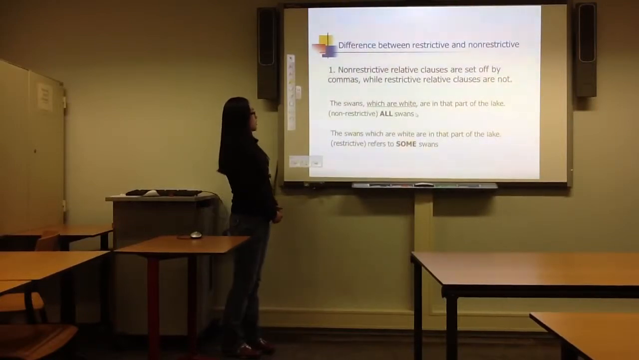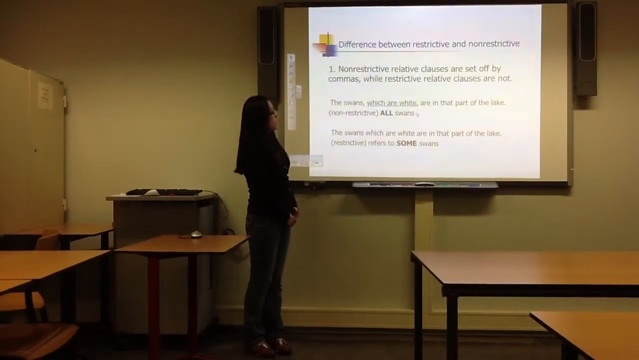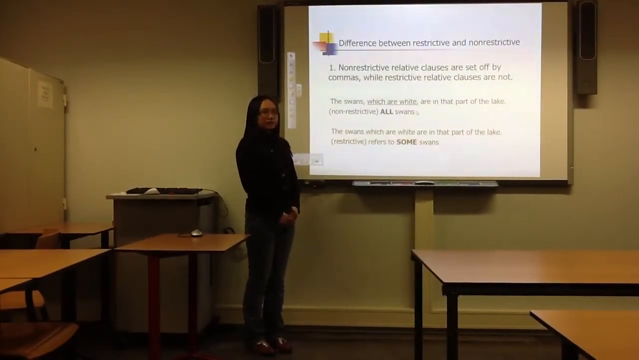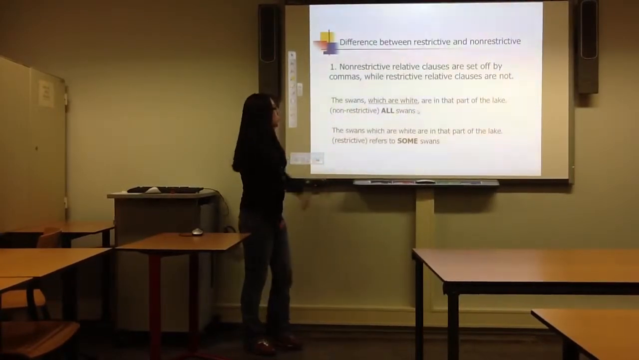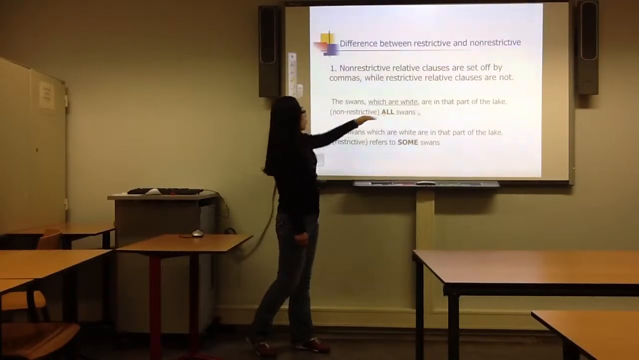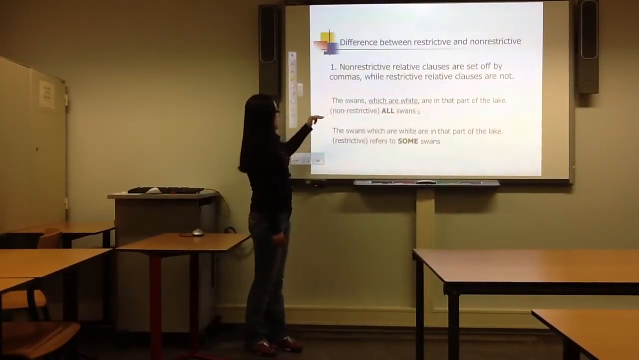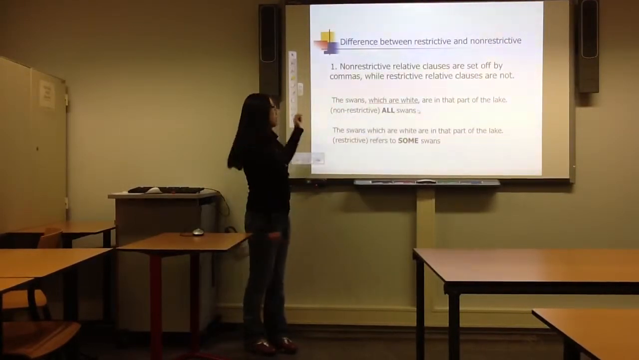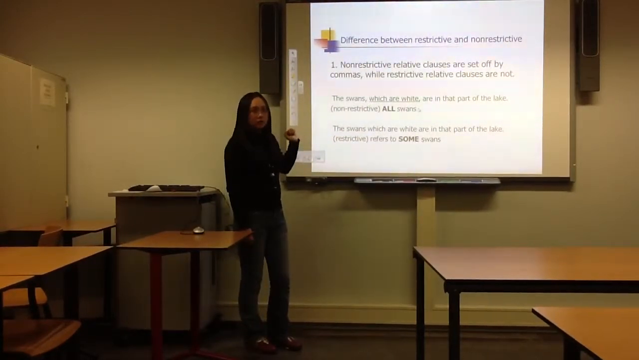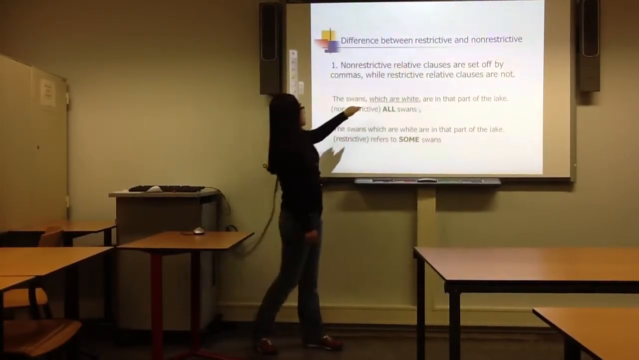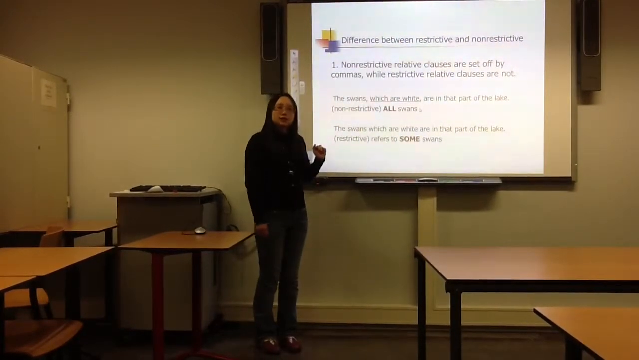Please compare those two sentences. The first one: the swans, comma, which are white, comma, are in a part of the lake. It is a non-restrictive relative clause. Why? Because the clause, which are white, only tells us more information about the subject swans, but it does not restrict the subject. So, it refers to all swans. In other words, if we delete this clause, the whole sentence is still complete.